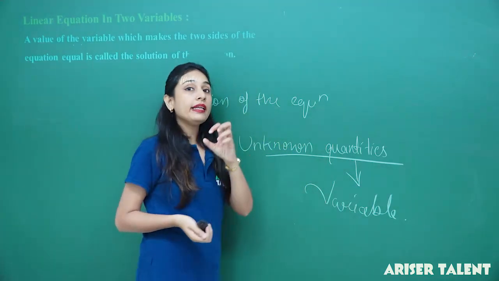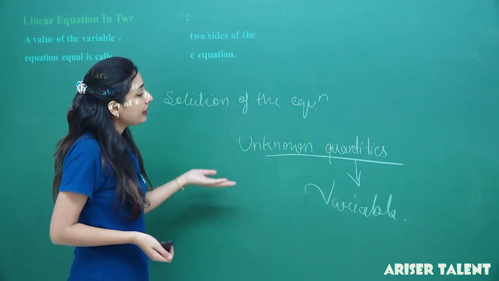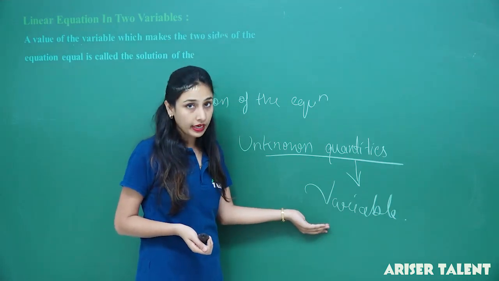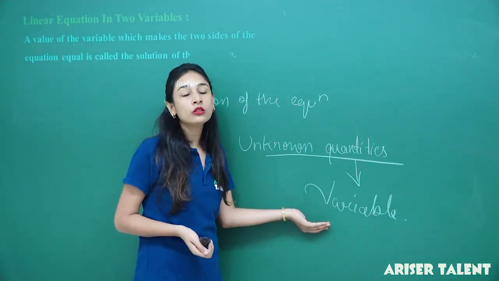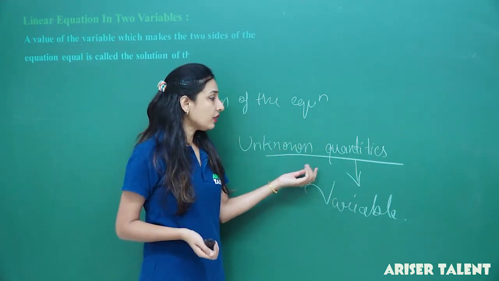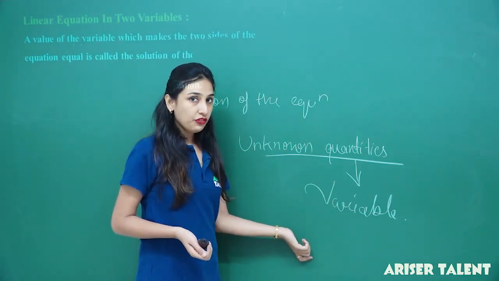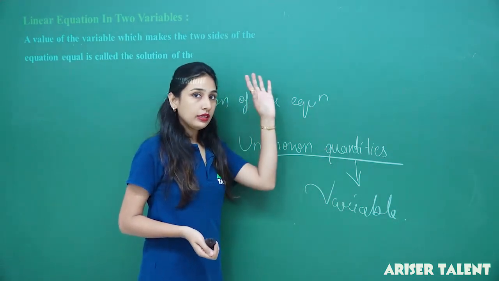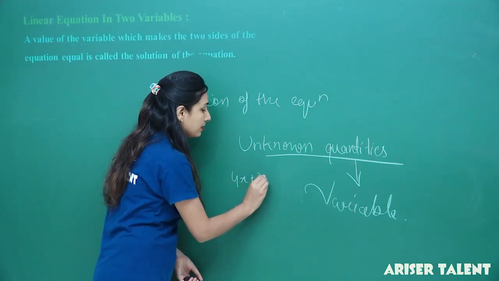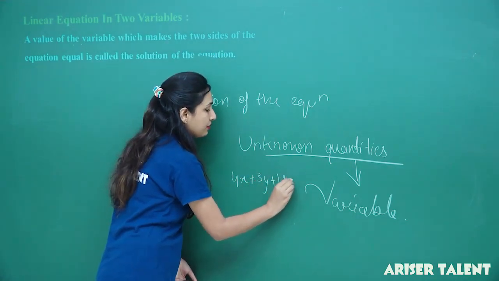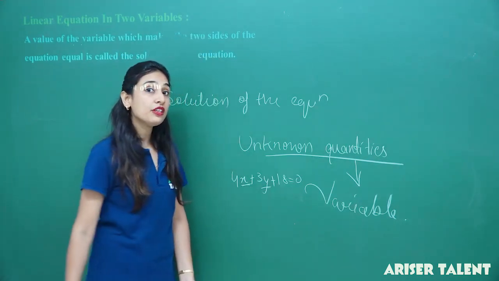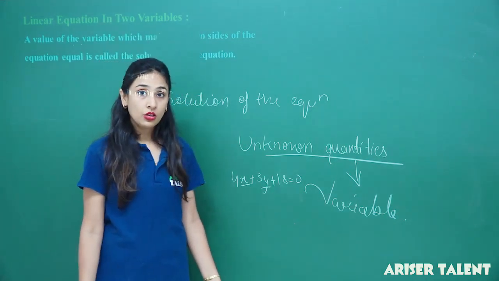So if you are finding a solution of an equation, that means you have to find the value of the unknown quantities or variables, right? Understood my concept? Okay students, if you are finding the variables in an equation, like I told you, 4x + 3y + 18 = 0, and you are able to find the values of x and y in this equation, then you have solved it.